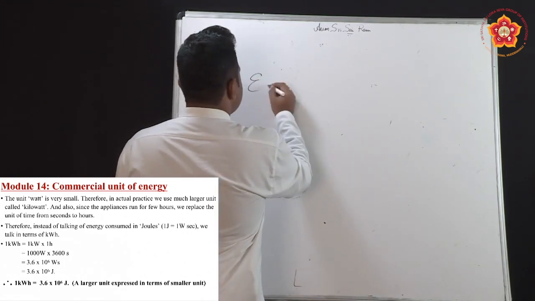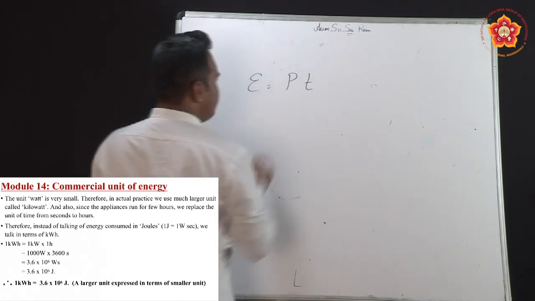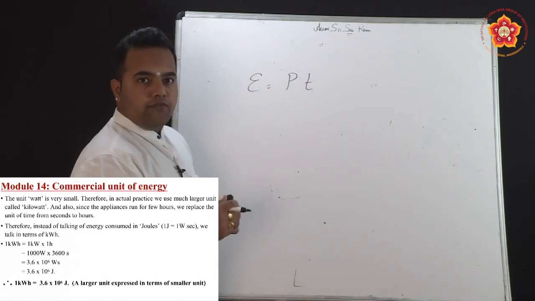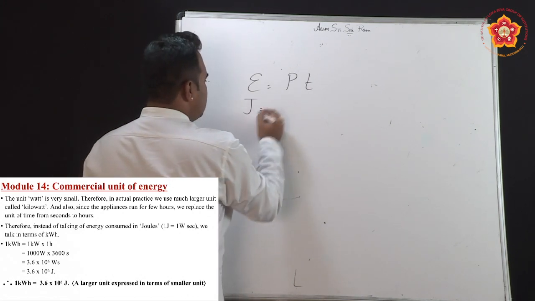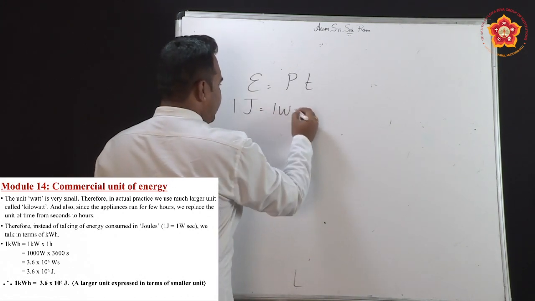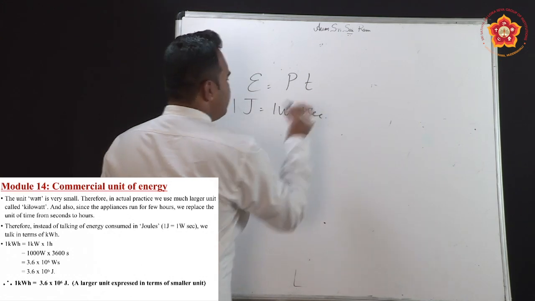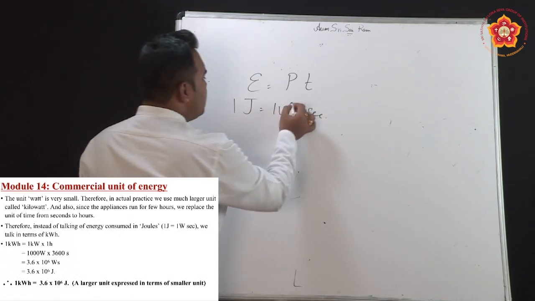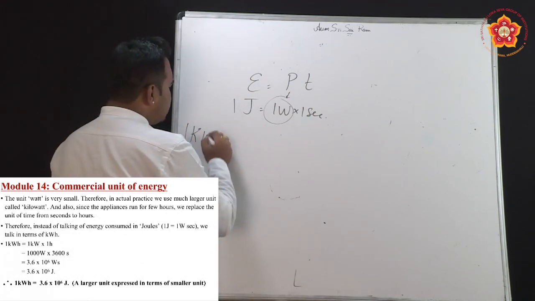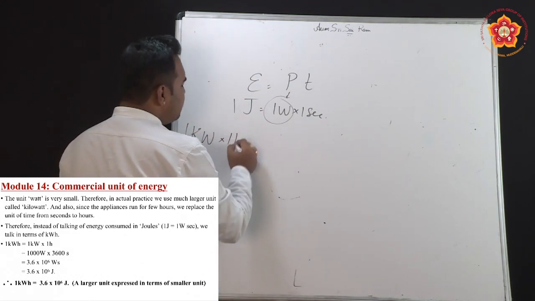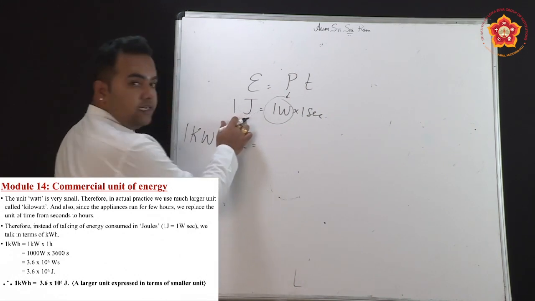Electrical energy is nothing but power into time. Suppose I am talking of the smaller units, energy is expressed in joules. 1 joule is 1 watt into 1 second. But suppose the component is using something like kilowatts and time is 1 hour. So what should this energy be now?